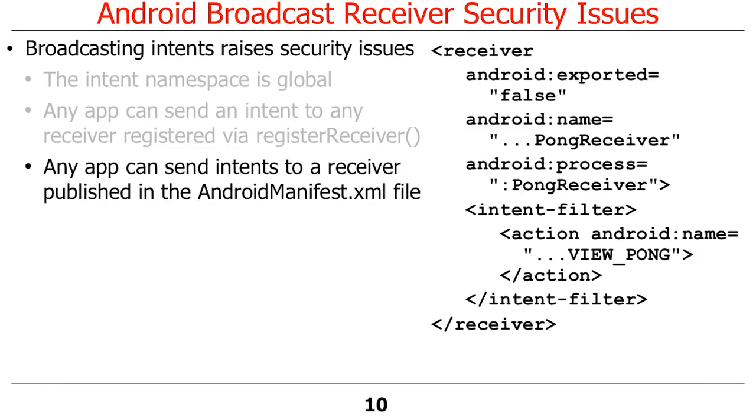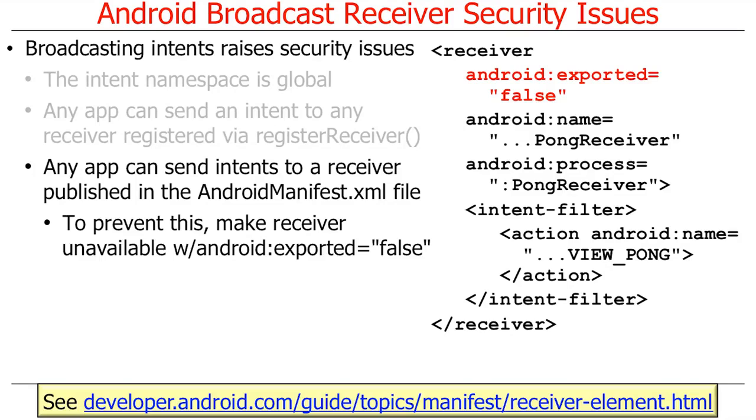There's a similar problem where any app can send intents to a receiver that's published or registered statically by the AndroidManifest.xml file. So once again, anybody can receive an intent that's pushed out. To prevent this, make the receiver unavailable by setting the android:exported flag to false, which means that this particular receiver will not be exposed to anyone except other components that are part of the same app.